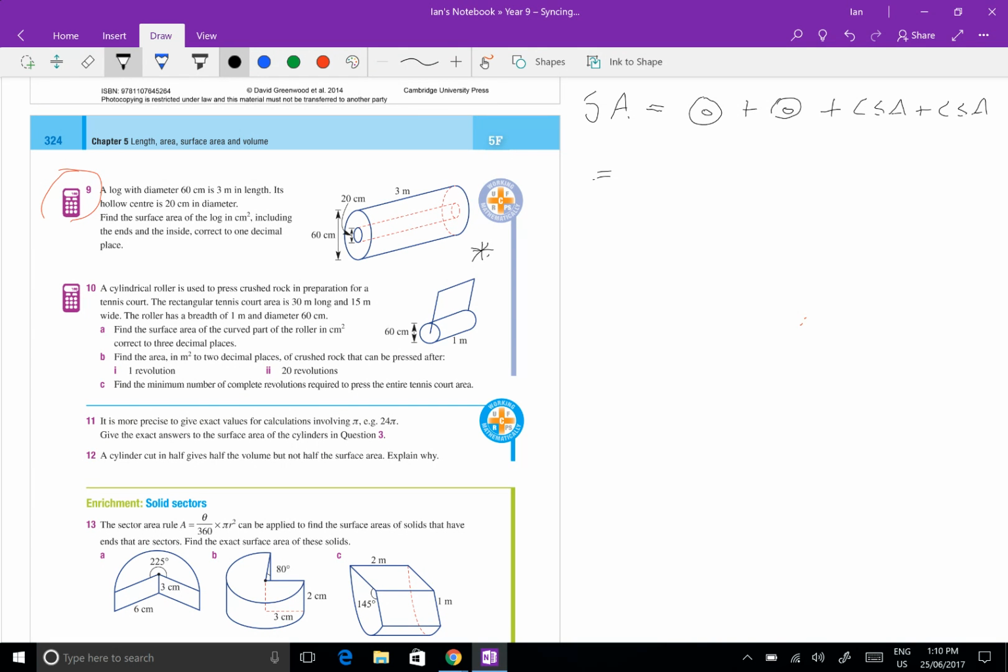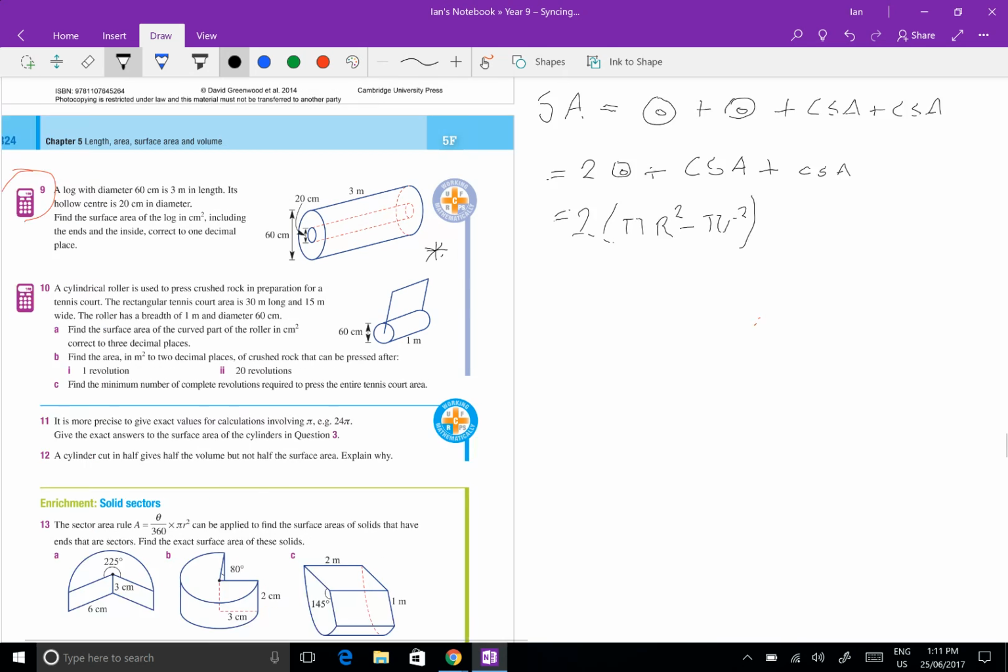So let's make that a little bit simpler. Well, the front and the back are the same. The two faces are the same. So I've got two annulus plus the big curved surface area plus the small curved surface area. Let's work out how we do that. Well, the front bit is a circle with a hole in the middle. So that's just going to be 2, and you need to use parentheses here, pi by the big radius squared minus pi times the small radius squared. And that'll give me the area of the annulus.